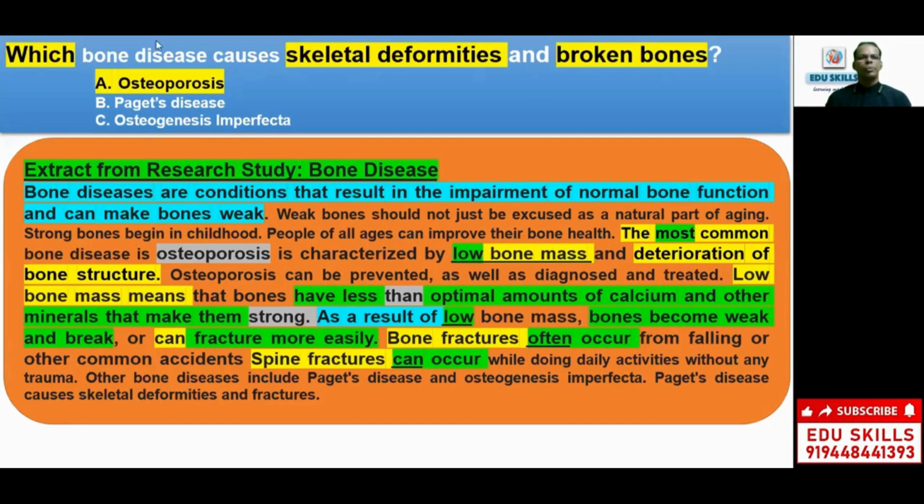Which bone disease, the prominent disease, is characterized by low bone mass, which means skeletal deformities, deterioration of bone structure, the skeletal deformities, all synonymous. Osteoporosis can be prevented as well as diagnosed and treated. That's a common comment there in between. Low bone mass means that bones have less than optimal amounts of calcium and other minerals that make them strong. Means the bones are weak. So again, it speaks about skeletal deformity. As a result of low bone mass, bones become weak and bones break.